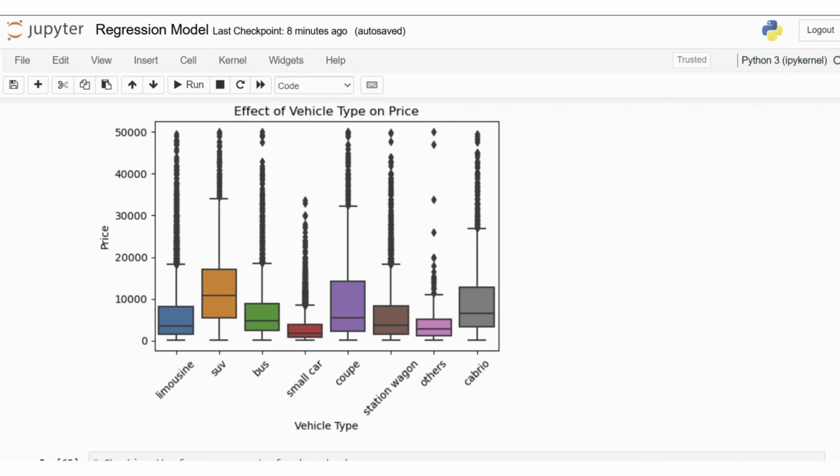The cabrio cars have a relatively high price range. The median price is mid to high, and there are outliers indicating some very high-priced cabrio cars.